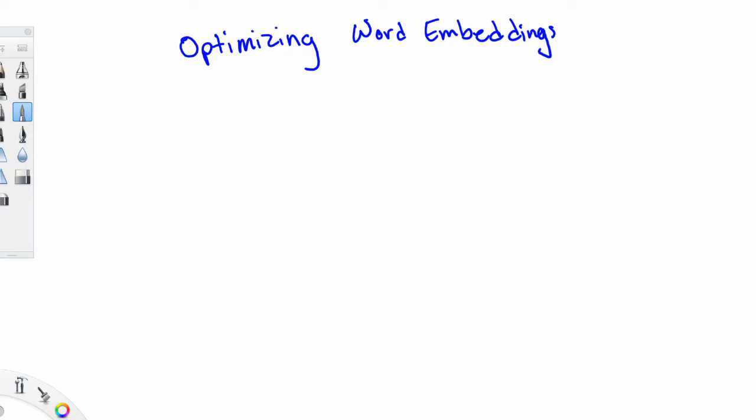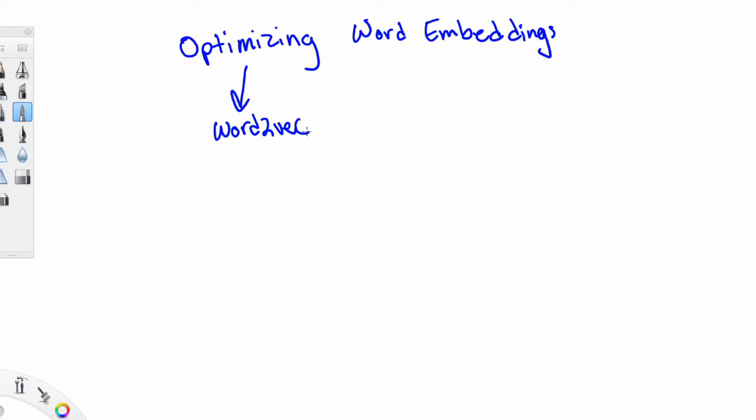So one of the most prominent algorithms in natural language processing is called Word2Vec. And the goal of Word2Vec is to optimize word embeddings, which you talked about in the intro to the course in the last video. So how are we going to do this? We're going to start with an algorithm called Word2Vec. The goal of Word2Vec is to create this word embedding so that we can capture the meaning of words with numbers.